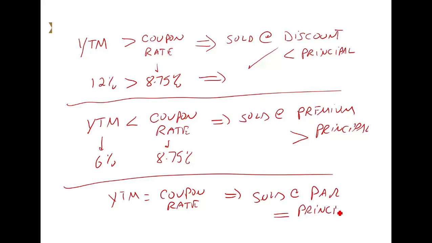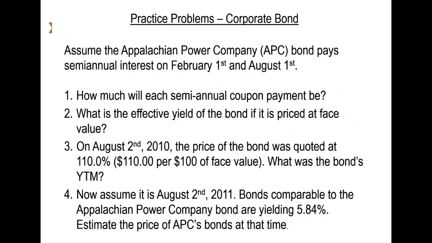Okay, let's keep these things in mind and let's solve an exercise. I'm going to solve this exercise basically in Excel. I just want you to be aware of one thing. This bond, in my example, pays semi-annual interest every February 1st and August 1st. So every 6 months it pays the coupon. So the coupon payments are made every 6 months.